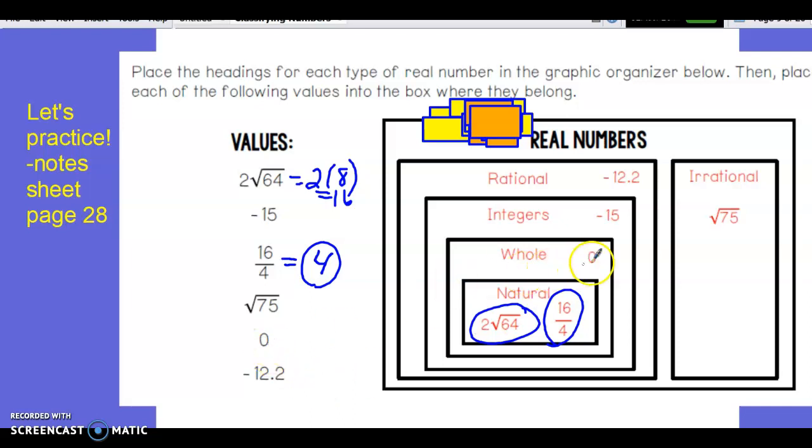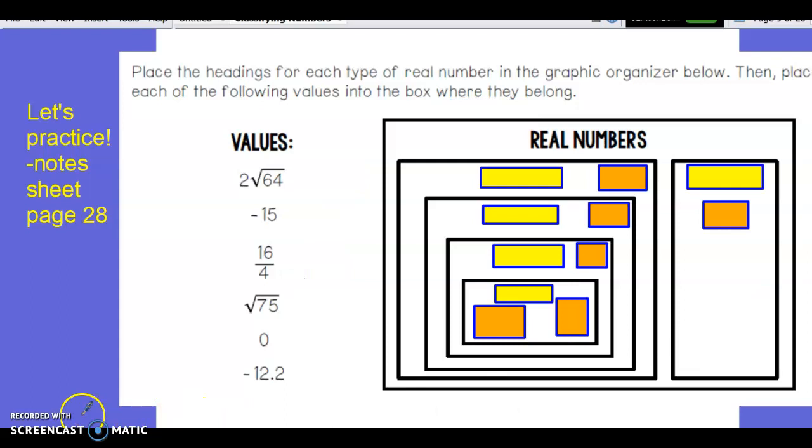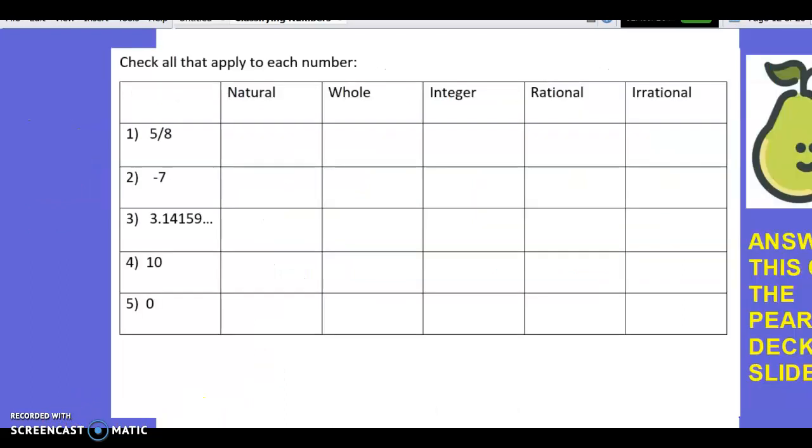0 always is going to go in the whole number area. The square root of 75, that's one that does not come out even. That's a non-perfect square, so that is irrational. And negative 15, because it is negative, is an integer. So I hope you did okay with that. Let's go ahead and practice a few more.